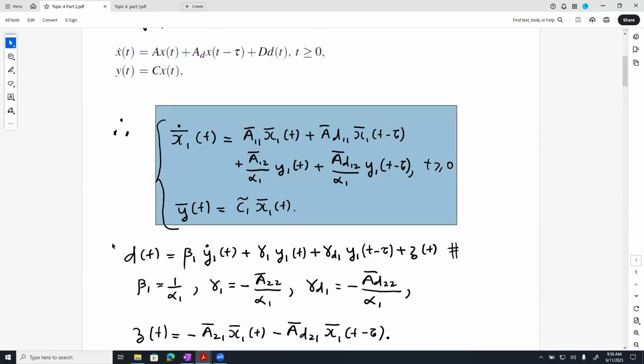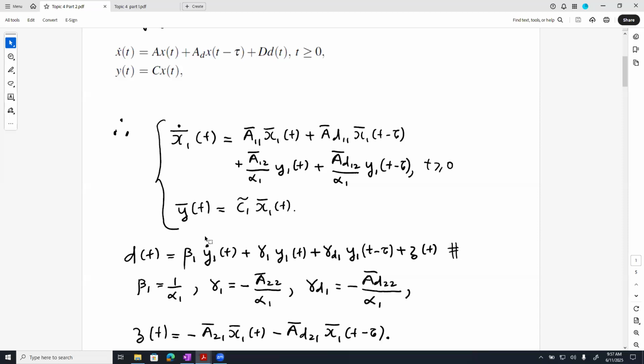And the unknown input itself is expressed in its simplest form, where we only use the first derivative of the output measurement y1 of t. Now, if this is possible, then we need to have the matching condition regarding this output measurement y1 of t and the disturbance d of t. So in other words, C1 times D would give us a non-zero element, which we call alpha 1.